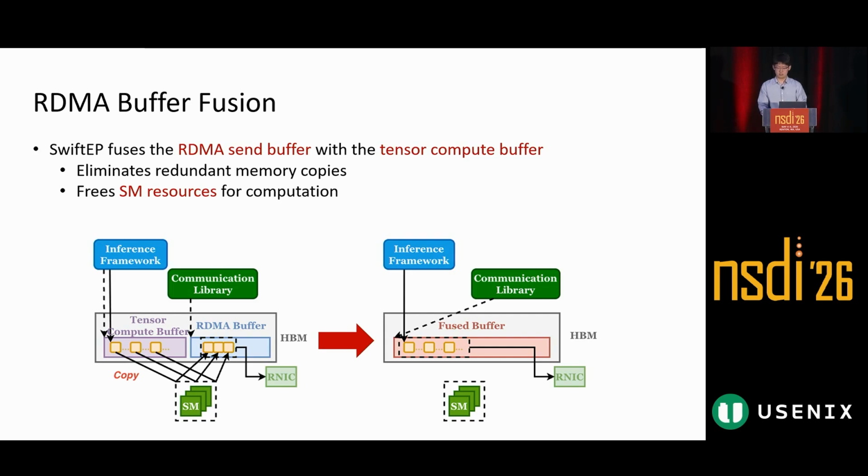The first component is RDMA buffer fusion. On the sender side, SwiftEP fuses the RDMA send buffer with the tensor compute buffer. This means attention outputs can be written directly into the buffer that is ready for RDMA transmission, so an entire copy step just disappears.